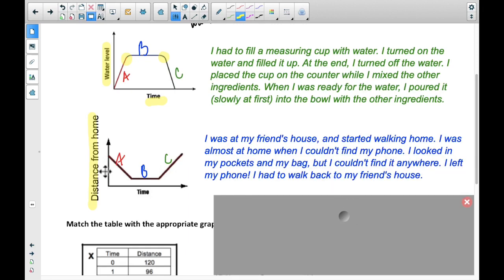So here's what I say. I was at my friend's house. That's on the y-axis. And I started walking home. I was almost home. See how close I am to home? When I couldn't find my phone. I looked in my pockets and my bag, but I could not find it anywhere. Okay, you're standing here looking. You realize you left your phone. So you have to turn back and go back to your friend's house to get the phone.